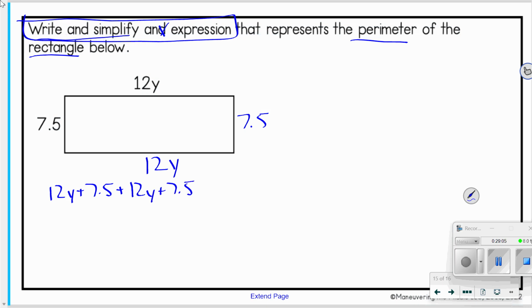Once you've written the expression, now you needed to simplify it. So I would add together my like terms. That's going to give me 24y plus 15.